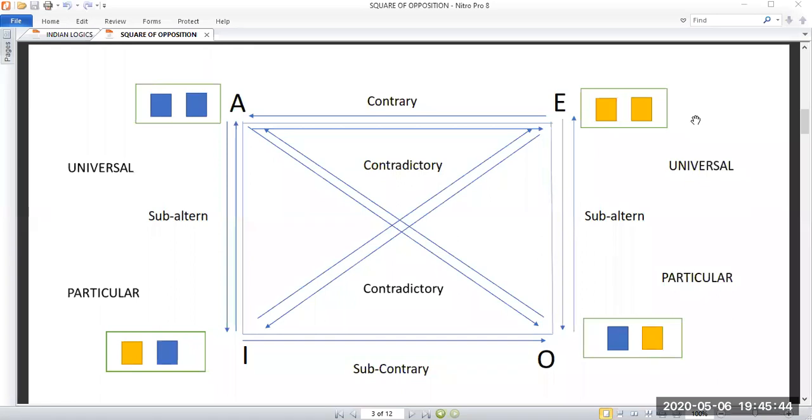Okay, if all balls are blue is taken to be false, what happens? There are two possibilities. At least one is yellow here, otherwise both are yellow here. There are two possibilities if all balls are blue is taken to be false. So it is false, and this is also false. If it is false, then this cannot be true. Okay. Are you getting me? So this is contrary. Are you getting me? What I am telling?